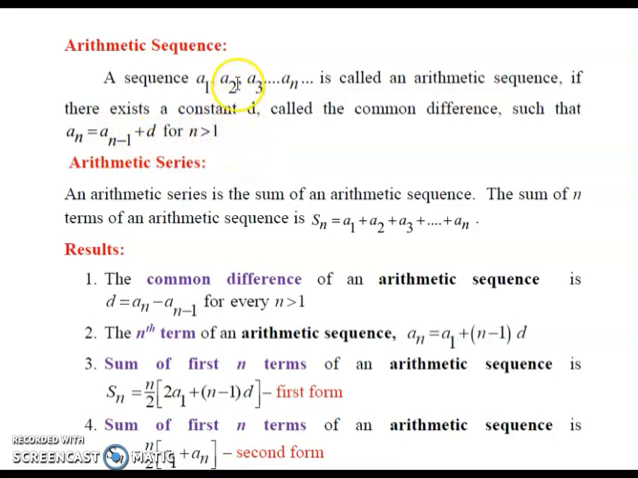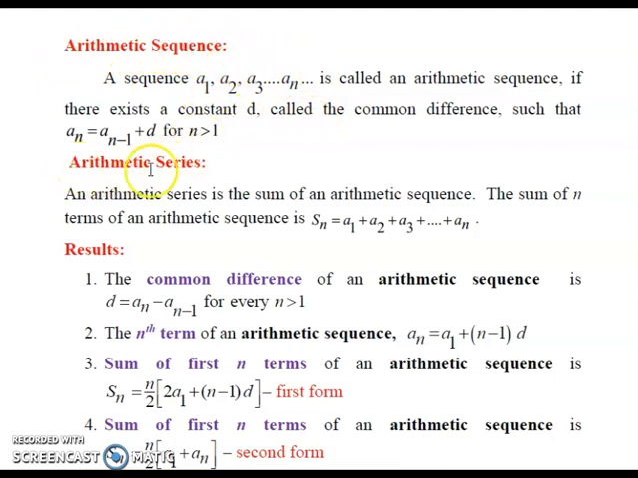That is a2 minus a1 is equal to d, a3 minus a2 is equal to d, a4 minus a3 is equal to d and so on. an minus a(n minus 1) is equal to d. So in the sequence the difference is common. So the type of sequence we can call arithmetic sequence.